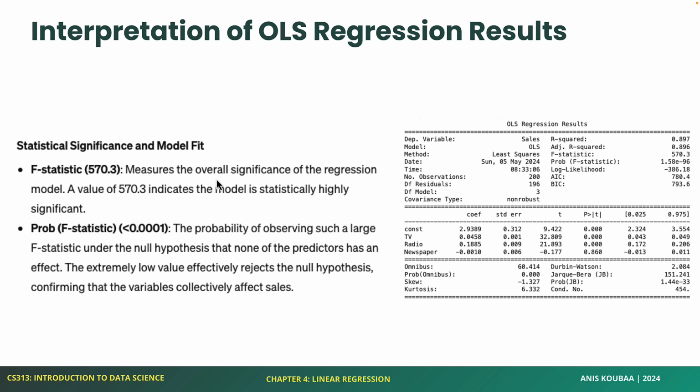570. It measures the overall significance of the regression. So a high value of the model means that there is a good fit between the input variables and the output variables. So the model captures very well the relationship between the predictors and also the sales. And this is also confirmed by the p-value, which is very small. Look, it's smaller than 0.0001.